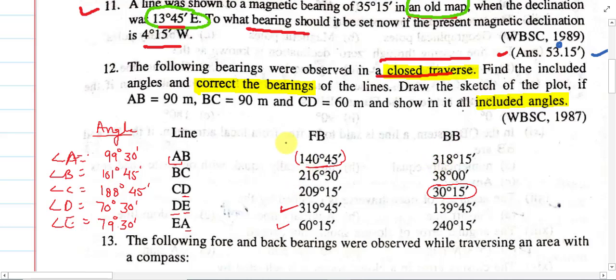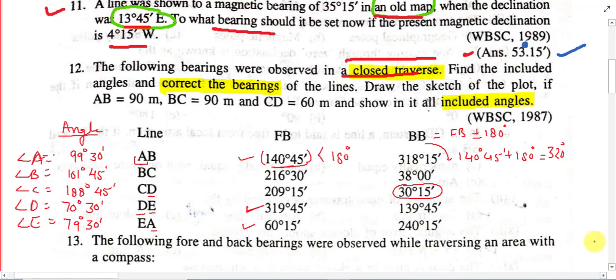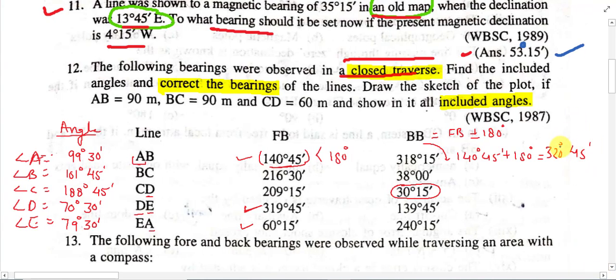If our first reading is correct, the forward bearing of AB line is 140 degree 45 minute, which is less than 180 degree. Hence, according to the formula, the back bearing is equal to forward bearing plus or minus 180 degree. In case of AB line, this will be plus. So the back bearing of AB line is equal to forward bearing, 140 degree 45 minute, plus 180 degree. This gives the value of 320 degree 45 minutes. So this is the correct bearing.